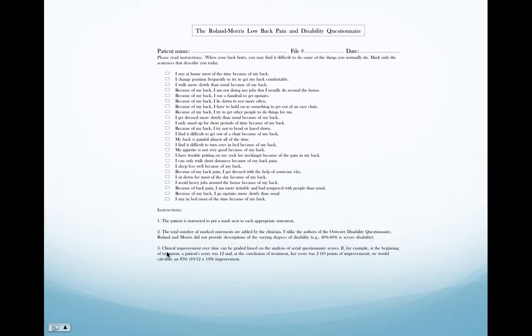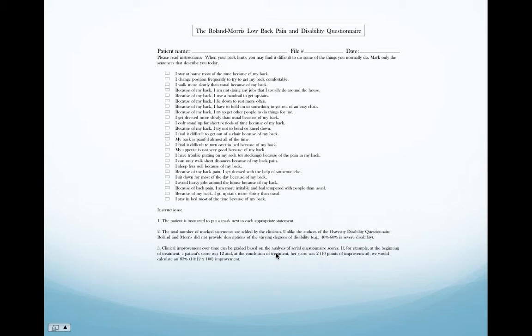Down at the bottom, you can see here an example. So if, for example, at the beginning of treatment, a patient score was 12, meaning that there were 12 boxes that were checked. And then at the conclusion of the rehab session or the treatment session, their score came down to a 2. Then that would be a 10% improvement.